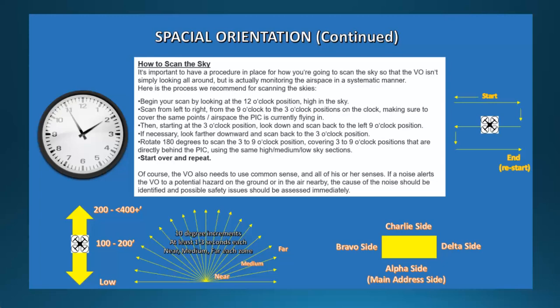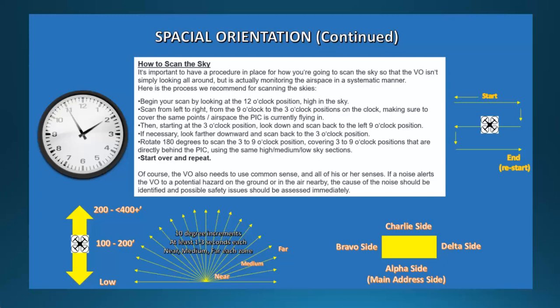You scan from left to right, from 9 o'clock to the 3 o'clock positions on the clock, making sure to cover the same airspace that the PIC is currently flying in. Then starting at the 3 o'clock position, look down and scan back to the left 9 o'clock position. And then if necessary, look further downward and scan back to the 3 o'clock position. So you're going from left to right. You can see the picture on the right-hand side shows a start, and then it moves to the right, and then down, and then back to the left, and then down, and then back to the right, and then you start over again.